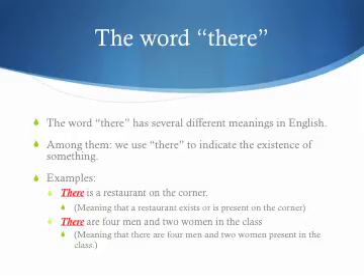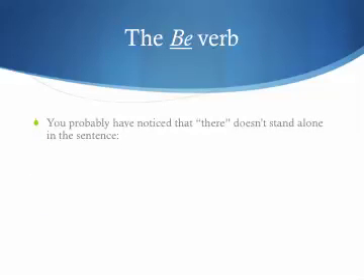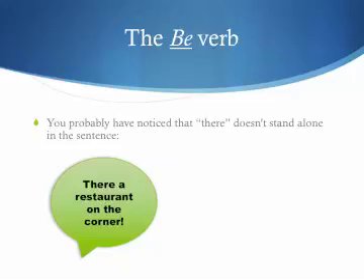There are 4 men and 2 women in the class, meaning that there are 4 men and 2 women present in the class. Now, notice, in both of these examples, we use there with a form of the verb be. There is, for the singular, a restaurant. There are, referring to multiple men and women. So we use the plural version, are. So, as I say, it doesn't stand alone in the sentence.